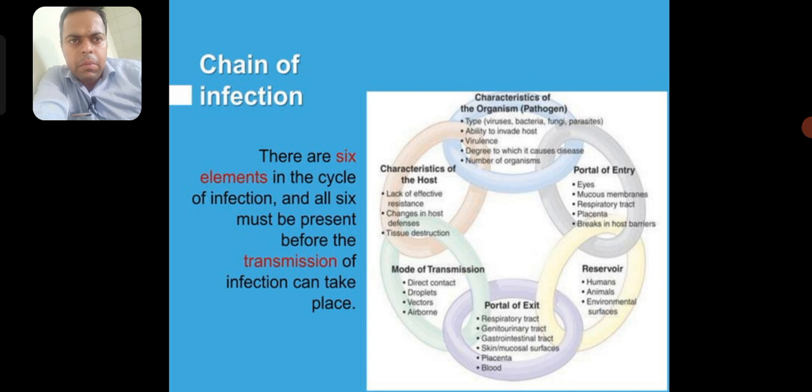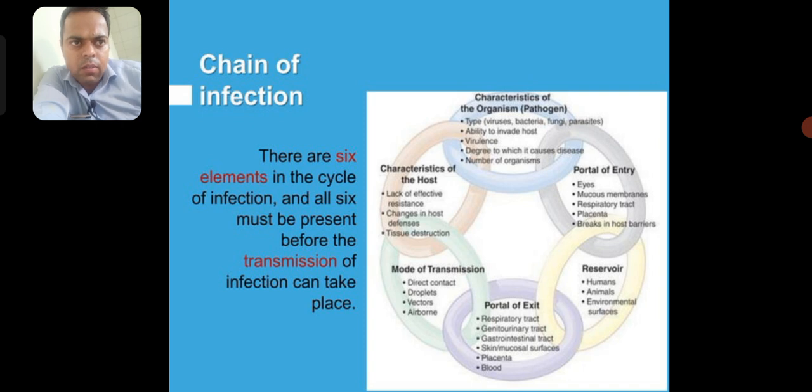There are 6 elements in the cycle of infection, and all 6 must be present before the transmission of infection can take place. These are the ability to invade the host, virulence degree, portal of entry, reservoir, portal of exit, mode of transmission, and characteristics of the host.